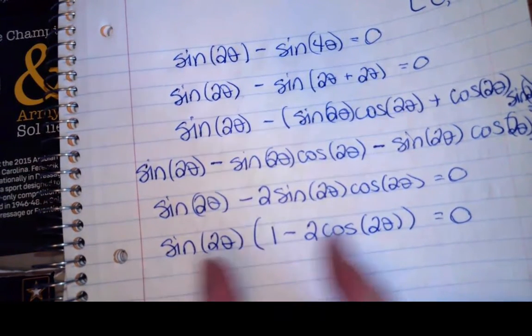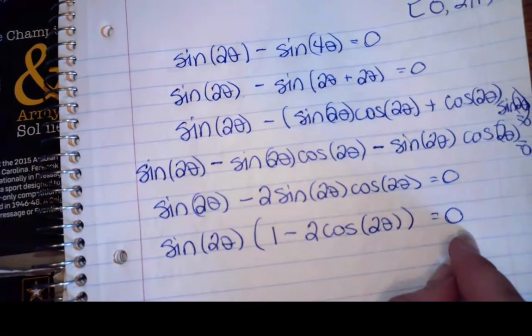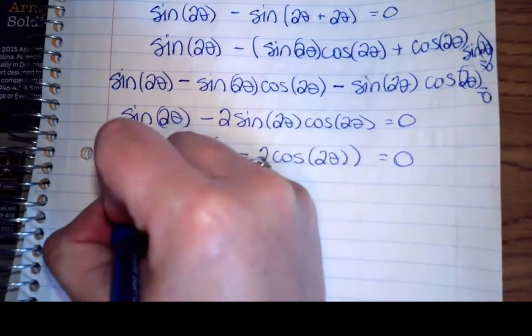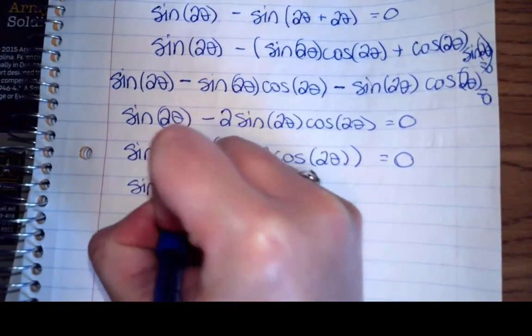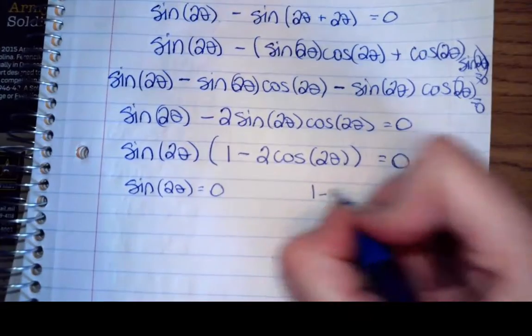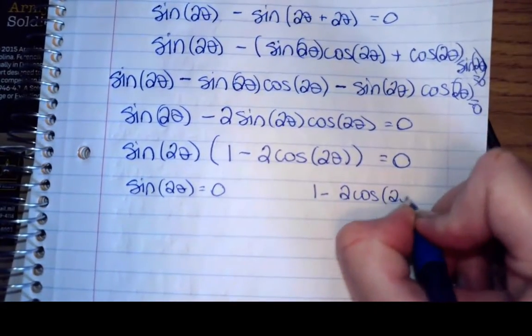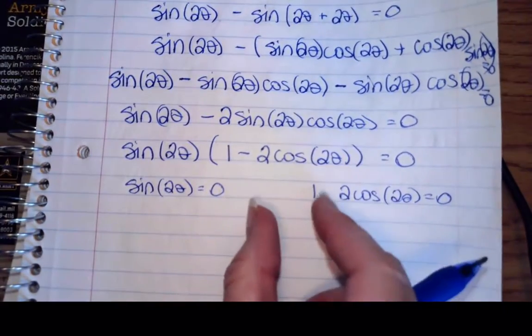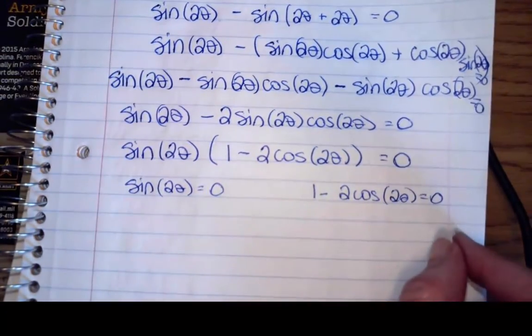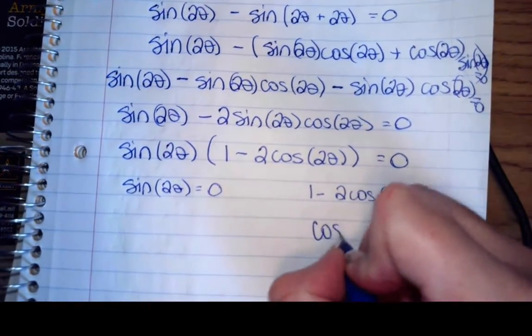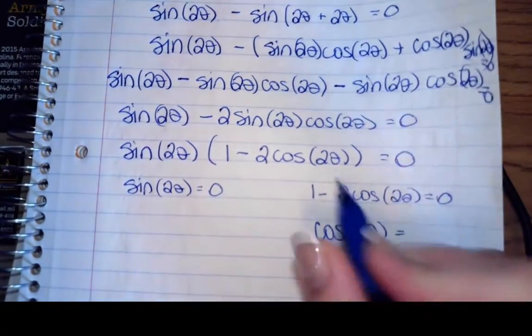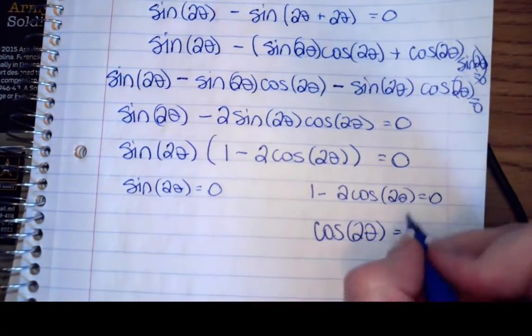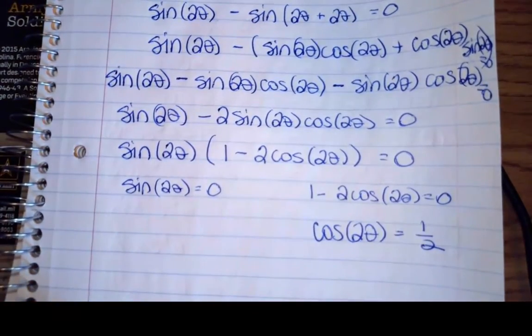So I don't have to try and force these things to work, because at this point I've got this factor times this factor is 0. So I should recognize that I can just set each factor equal to 0. So the sine of 2 theta is 0, and then 1 minus 2 cosine 2 theta needs to be 0. Well, for this one, I'm going to subtract 1 and then divide by negative 2. So cosine 2 theta will equal 1/2.